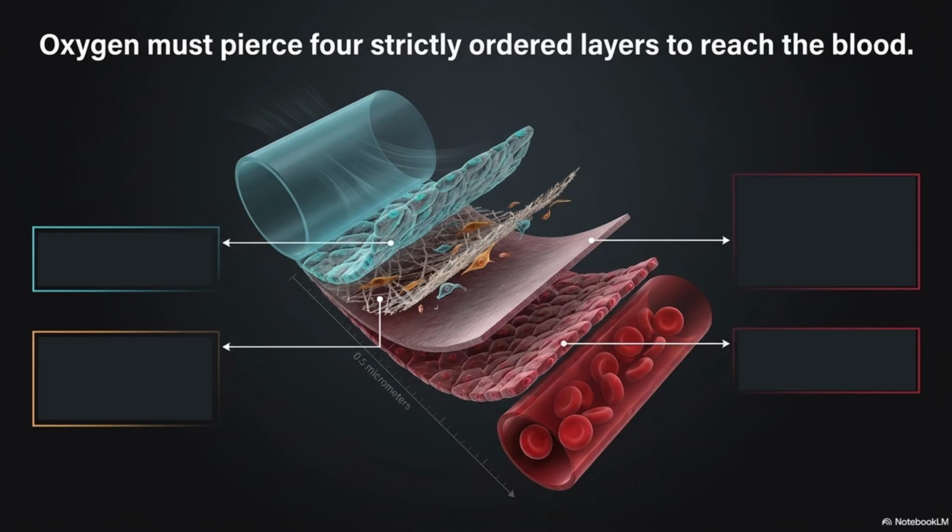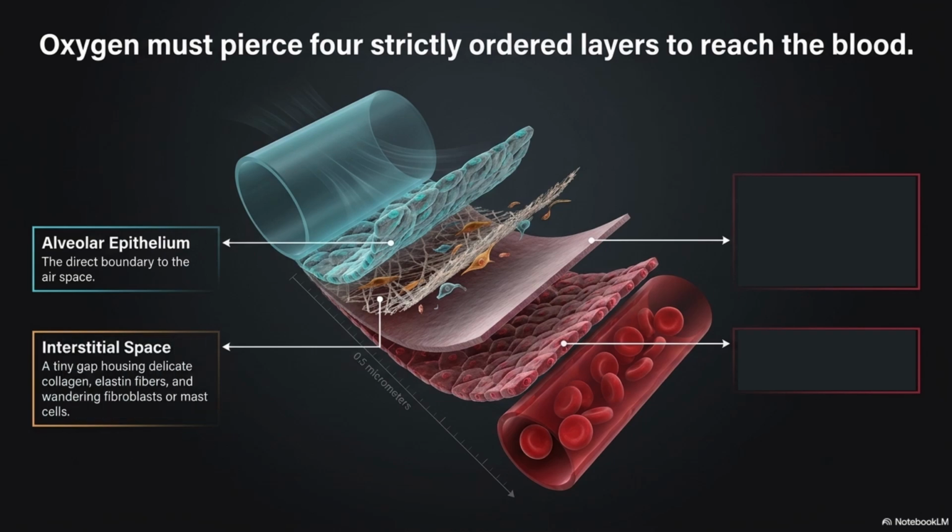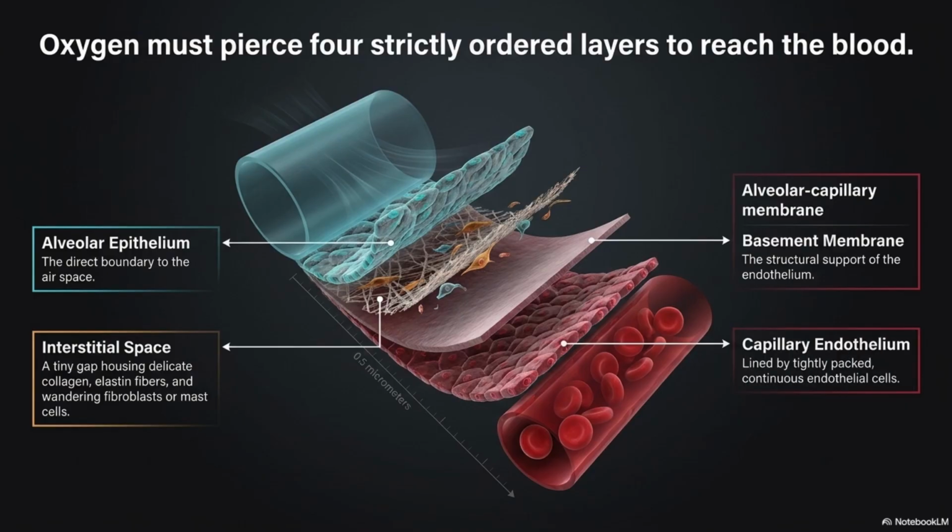Oxygen must pierce 4 strictly ordered layers to reach the blood. First is the alveolar epithelium, which forms the direct boundary to the airspace. Next, oxygen crosses the interstitial space, a tiny gap housing delicate collagen, elastin fibers, and wandering fibroblasts or mast cells. Remember that 0.5 micrometer alveolar capillary membrane dimension? This is where it matters. After the interstitium, we hit the basement membrane, providing the structural support of the endothelium. Finally, oxygen crosses the capillary endothelium, which is lined by tightly packed, continuous endothelial cells to reach the bloodstream.